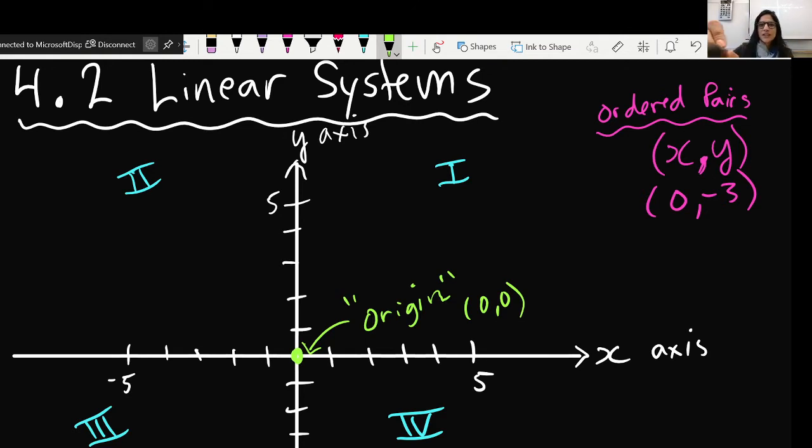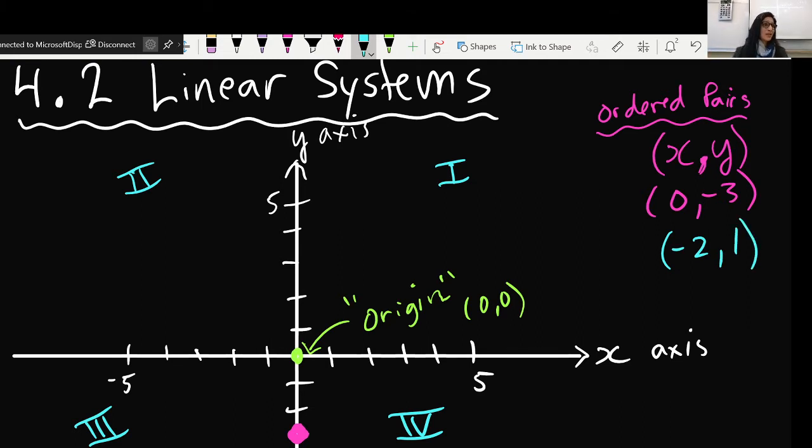So if we have 0 and -3, well, if the x value is 0, I don't move left or right. But if the y value is -3, I go down 1, 2, 3. So that point, the pink point, would be right there. Let's try one more. If I have, what should we do? Let's do -2 and 1.